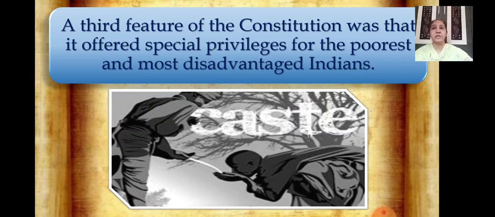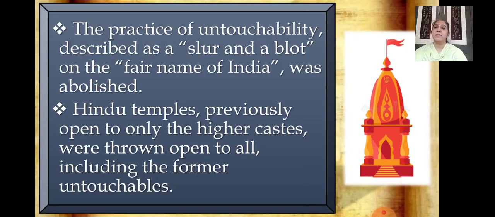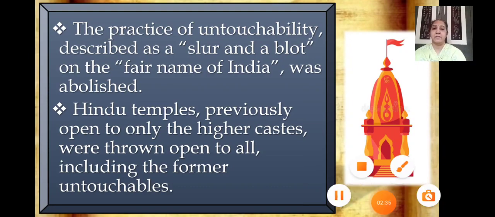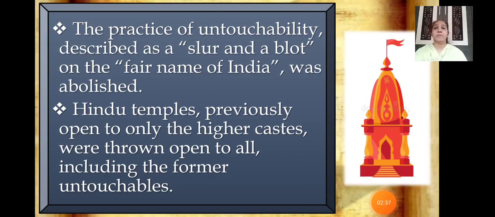Now here children, we are talking about the practice of untouchability, right? The practice of untouchability was described as a slur and a blot on the fair name of India. So that was abolished. But what is that? The fair name. India's name is fair, but that phrase has been given as a slur and a blot. That means a mark of disgrace. That is, the practice of untouchability was considered a mark of disgrace.